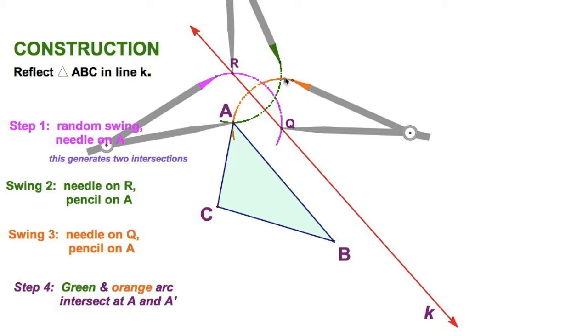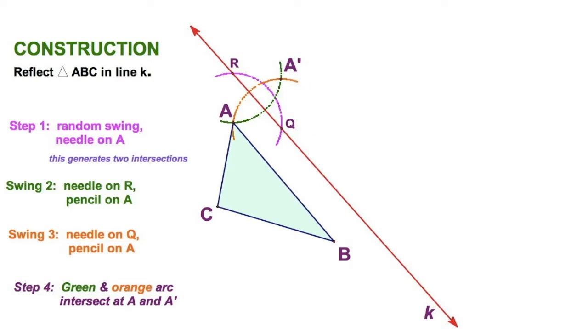Now, this is classical geometry. Green and orange intersect where? At A prime. That is beautiful. So, let's clean this up a little bit. Take these, move my compass, and I've just got 2 more points to go.